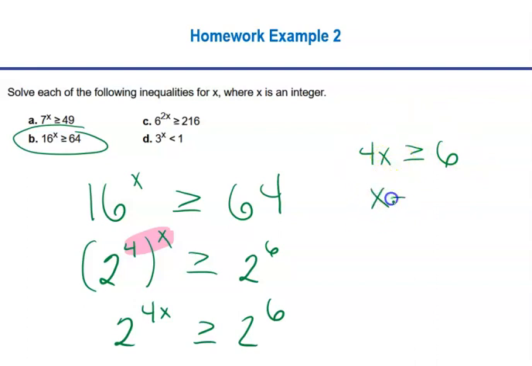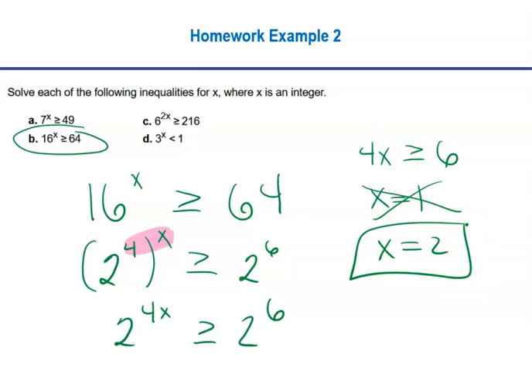If x were 1, then that would not be true. That's saying 4 is greater than 6. But if x were equal to 2, that would make that work. 2 to the 8th power is definitely bigger than 2 to the 6th power. So again, you're not trying to solve for x exactly. You're trying to put an integer there for that value to make the statement true.